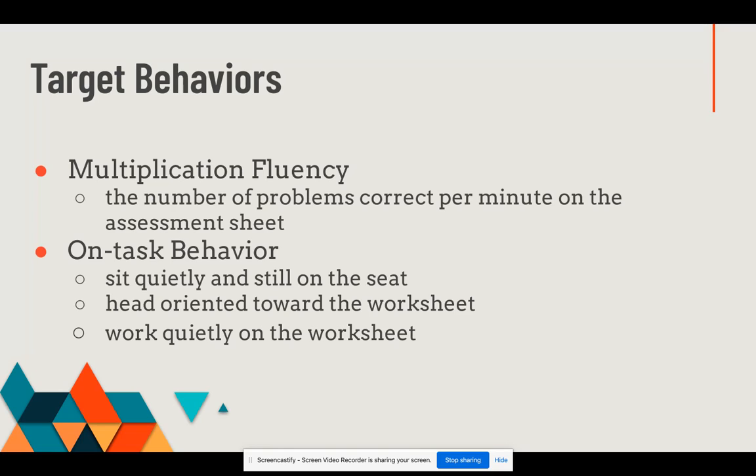So let's look at the definition of target behaviors. Multiplication fluency is defined as the number of problems correct per minute on the assignment sheet. On-task behavior is defined as the boy sitting quietly and still in his seat, with his head oriented toward the worksheet. He will also work quietly on the worksheet.